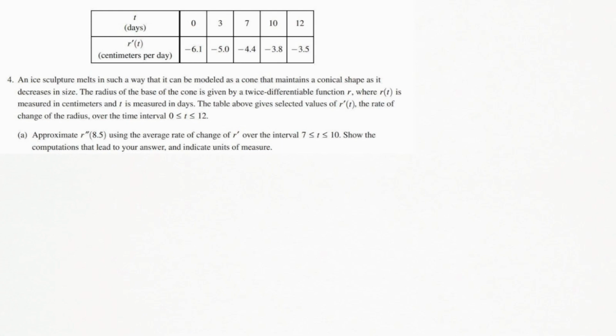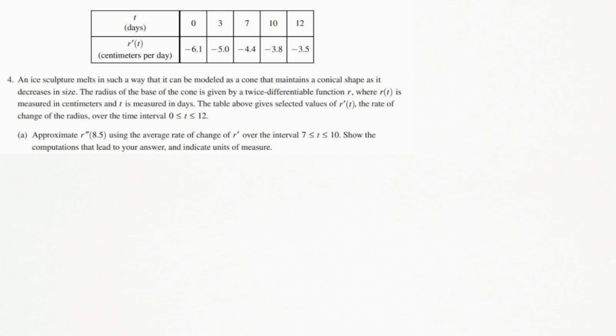The radius of the base of the cone is given by a twice differentiable function r, where r of t is measured in centimeters and t is measured in days. The table above gives selected values of r prime of t, the rate of change of the radius, over the time interval 0 ≤ t ≤ 12.